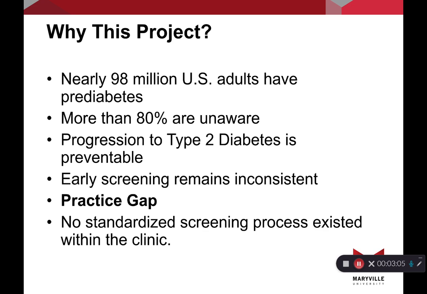That means a very large number of patients may already be at risk for developing type 2 diabetes without even realizing it. This is especially concerning because progression from prediabetes to type 2 diabetes is not inevitable. There's an important period of opportunity where preventative interventions may delay or potentially prevent that progression. However, healthcare professionals cannot intervene early if patients at risk are not identified.